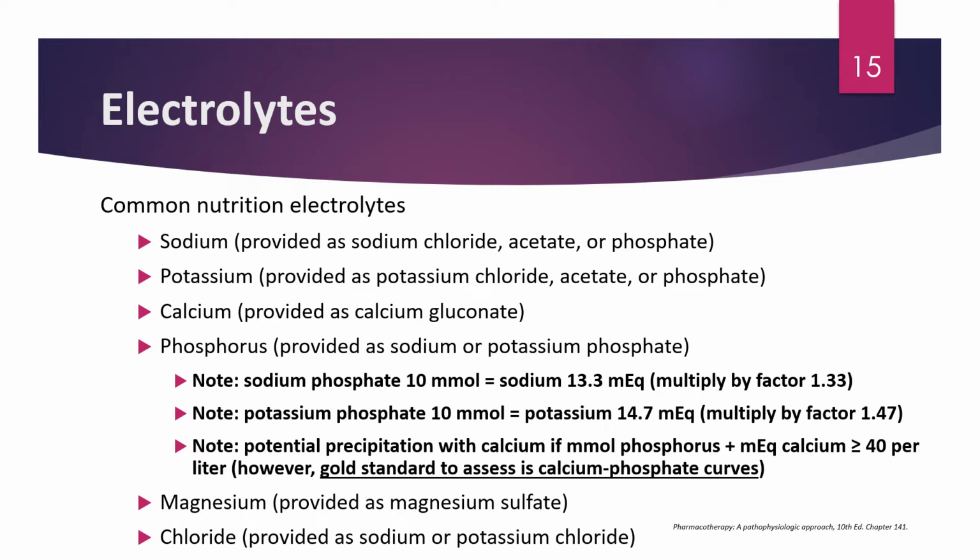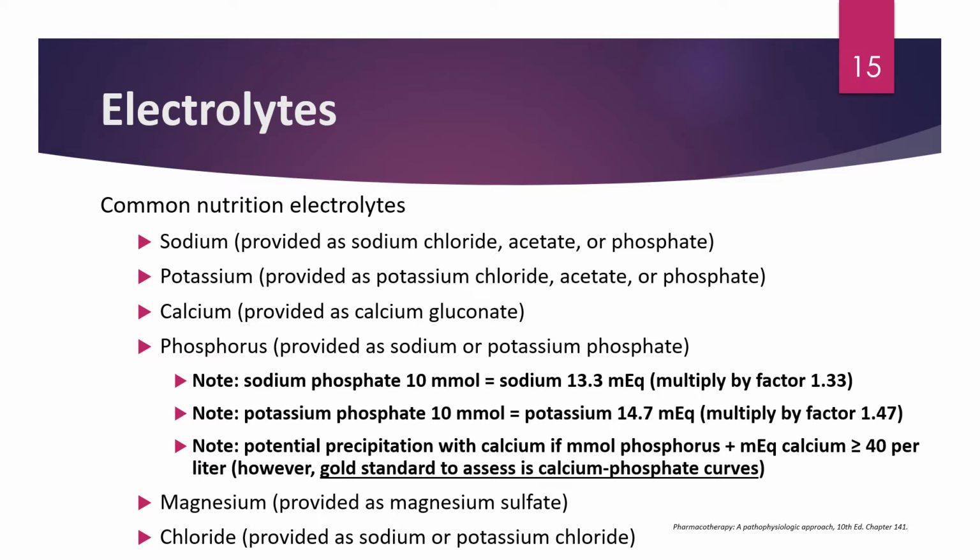It will only give you the amount of sodium milliequivalents. It will not give you necessarily a phosphate milliequivalent. We just use millimoles for phosphate. So keep that in mind. For potassium phosphate, whenever we do the conversion, we actually multiply by a factor of 1.47. So 10 millimoles of potassium phosphate, in terms of the potassium content of that, is actually 14.7 milliequivalents.